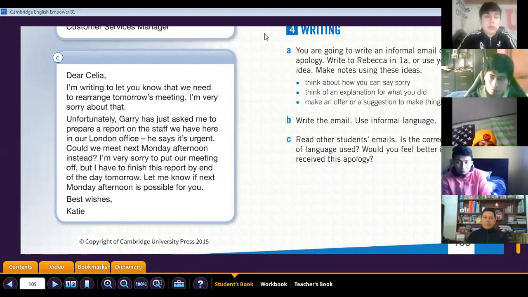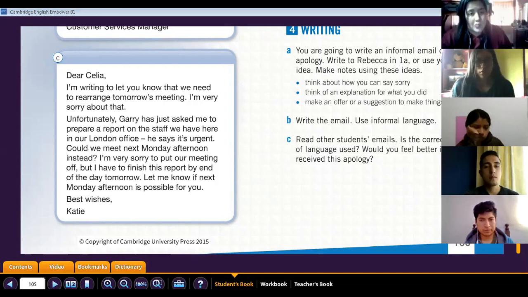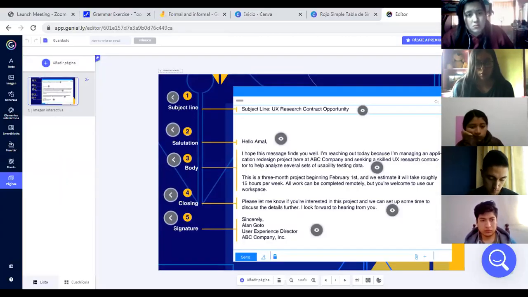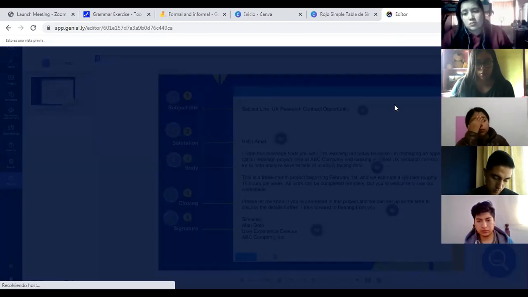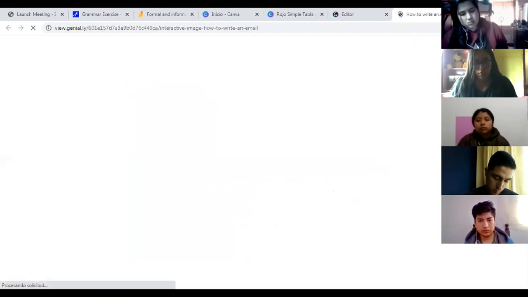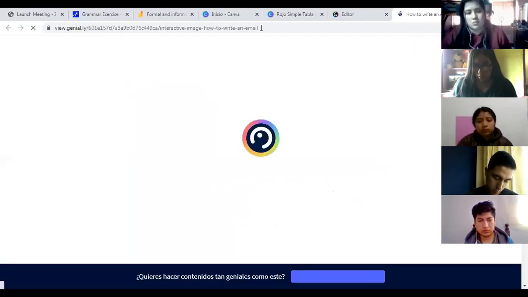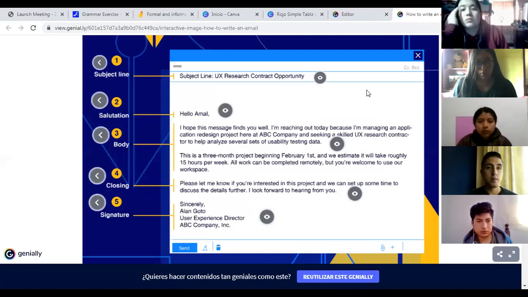Now, let's continue with our next exercise. Let me show you. And this is gonna be the explanation of how to write an email. So let's visualize it. Here it is. Yes, well, this app is very cool because you will see. So let's pay attention because then we're gonna do an exercise with this and you have to know the structure.